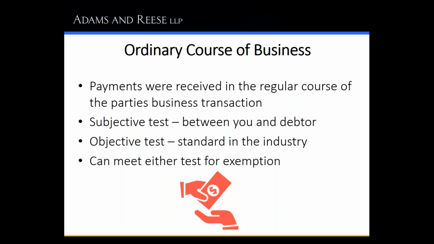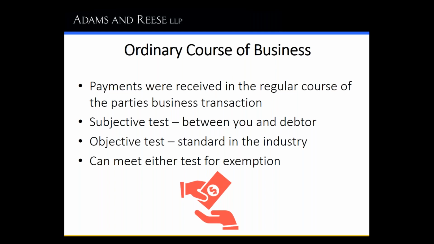This can be proved 2 different ways. There's a subjective test between you and the debtor. How did you and the debtor handle payments and business together in the past? There's also an objective standard. What was the standard in the industry?